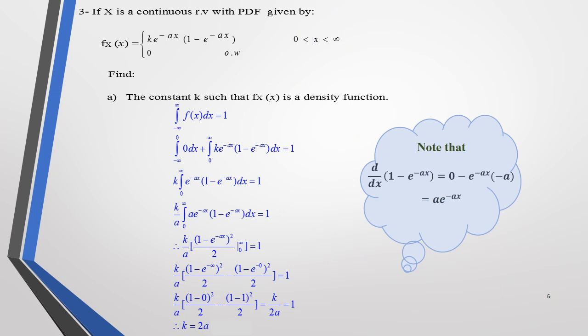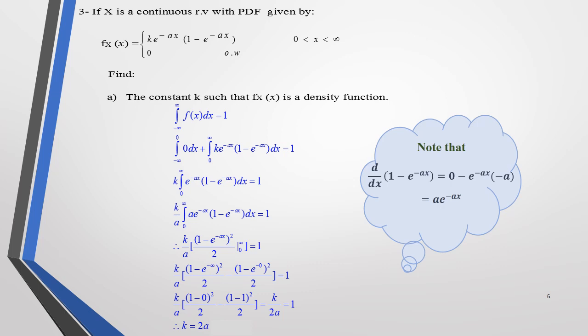0.4375. Number 3, if x is a continuous random variable with PDF given by k e to the power negative ax times 1 minus e to the power negative ax for x lies between 0 and infinity, and 0 otherwise. Find the constant k. Again, the integration of f of x from 0 to infinity is equal to 1. Since k is a constant, we can take it out of the integration.